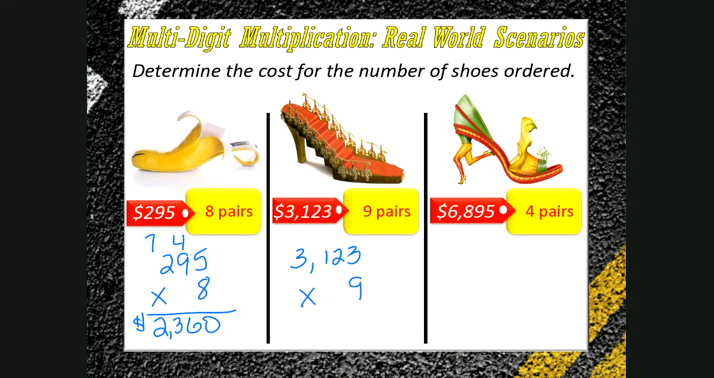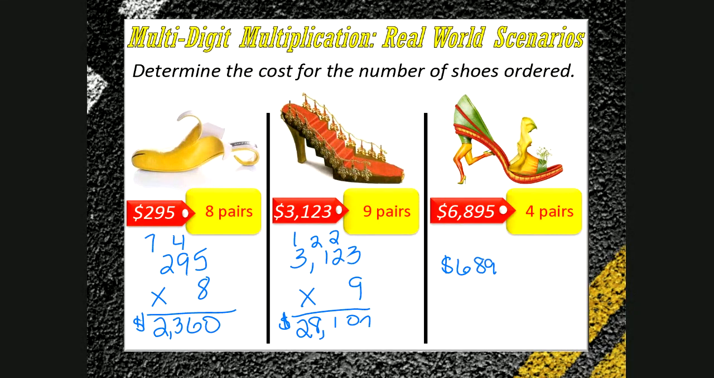So we can multiply. 9 times 3 is 27. Carry our 2. 9 times 2 is 18, 19, 20. So we're going to put our 0 here. Carry our 2 over. 9 times 1 is 9, plus 2 more would be 11. 9 times 3 is 27, plus 1 more is 28. Don't forget, we're talking about money. And we're going to put our comma in, and it would be $28,107.